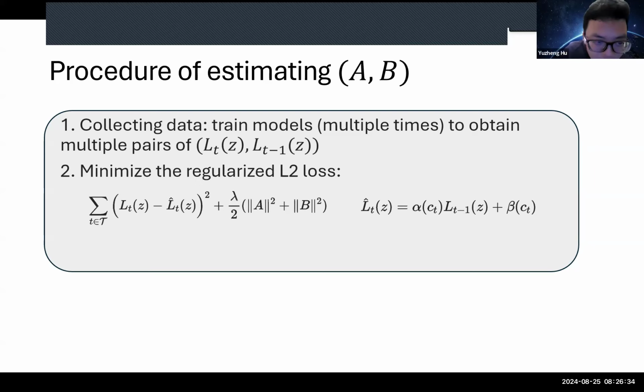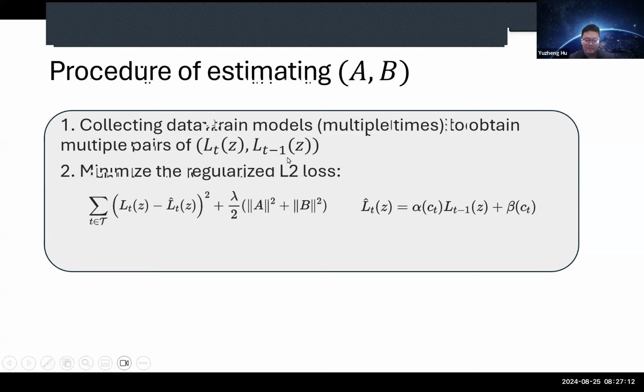So when collecting the data, it's very essential that we collect these pairs of consecutive losses. After collecting a lot of pairs of L_t(Z) and L_{t-1}(Z), we can just minimize this regularized L2 loss. Basically, we're trying to minimize the difference between L_t(Z) and hat L_t(Z), our estimation. Our estimation hat L_t(Z) just uses the linear Markov process: alpha_{C_t} times L_{t-1}(Z) plus the additive factor beta_{C_t}. And you can see that L_t(Z) and L_{t-1}(Z) are constants, because these are the data that we collected.